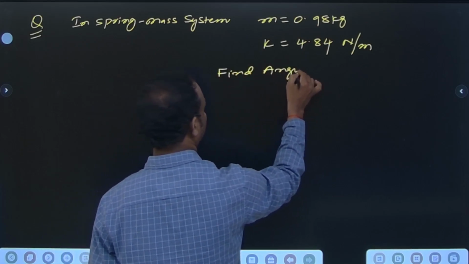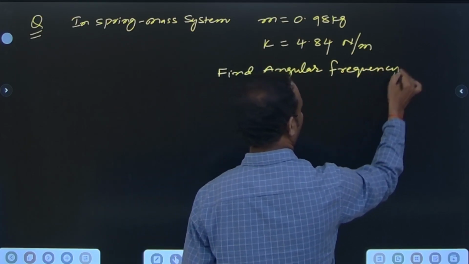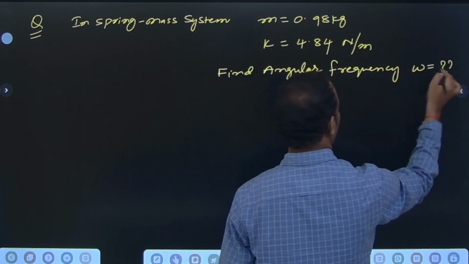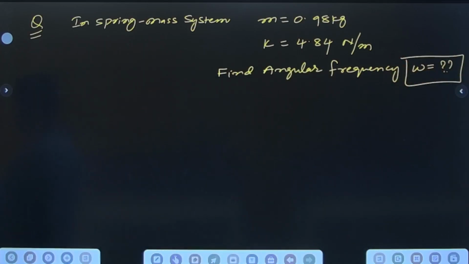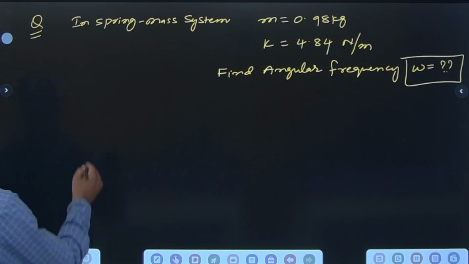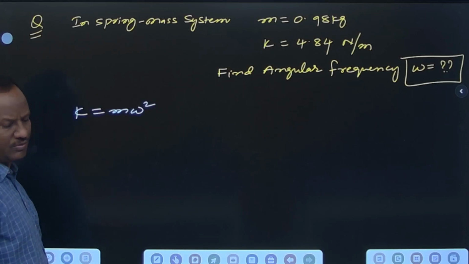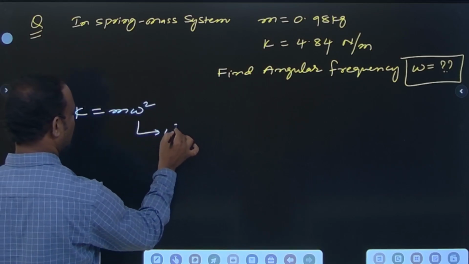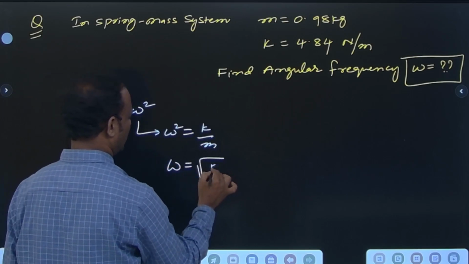Find the angular frequency. What is angular frequency? Omega. What's the formula for omega? K is equal to m omega square, correct? That is our basic condition. Then omega square is equal to K by m. Omega is equal to under root of K by m.